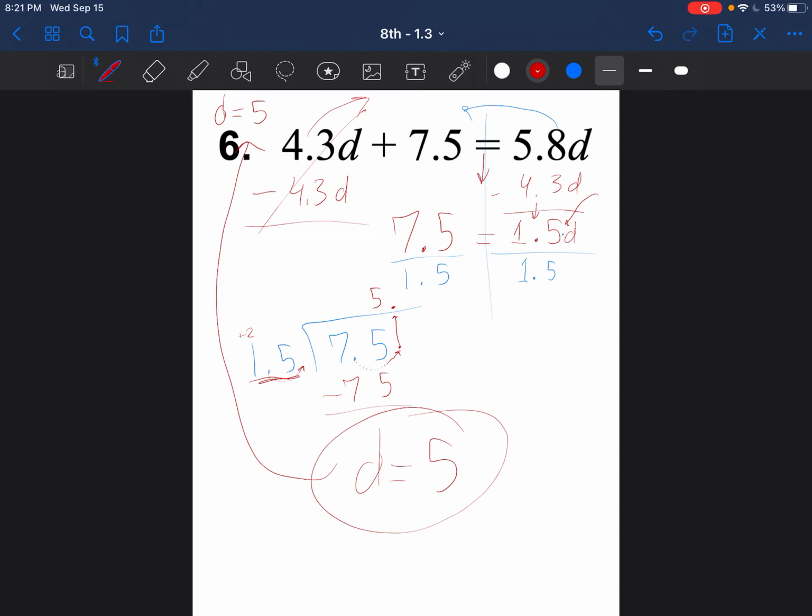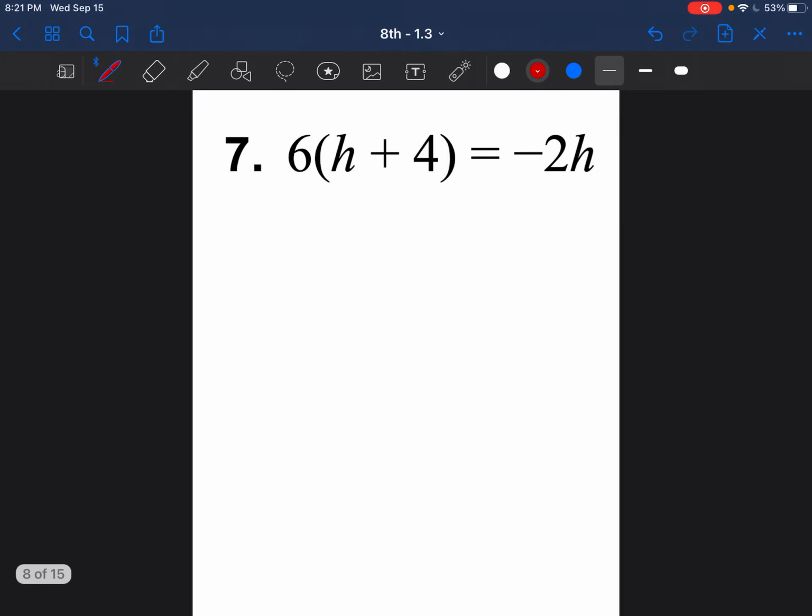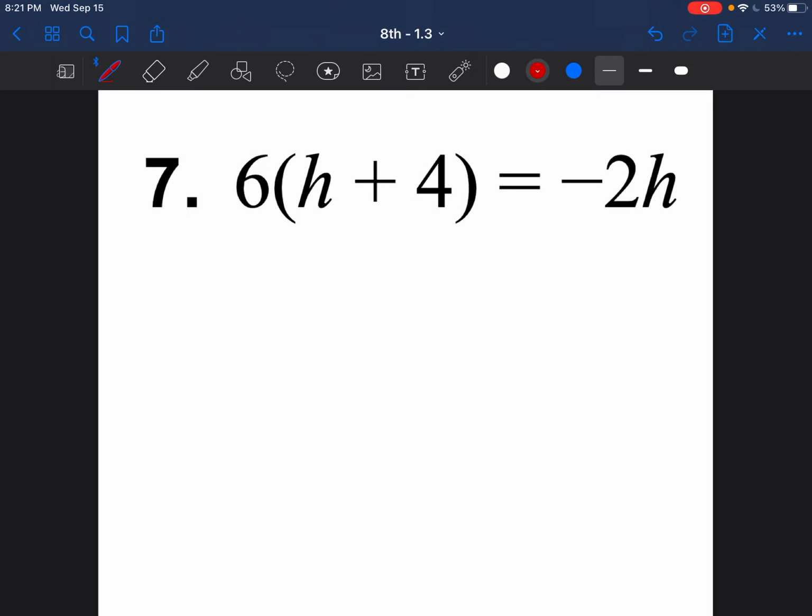All right, let's move on to the next one. All right, we got some distributive property. I like it. If you want to press pause on this one, your answer for this one is going to be H is equal to negative 3. All right. So let's do some distributive property first. 6 times h is 6h. 6 times 4 is 24. Rewrite the problem. You now have negative 2h.